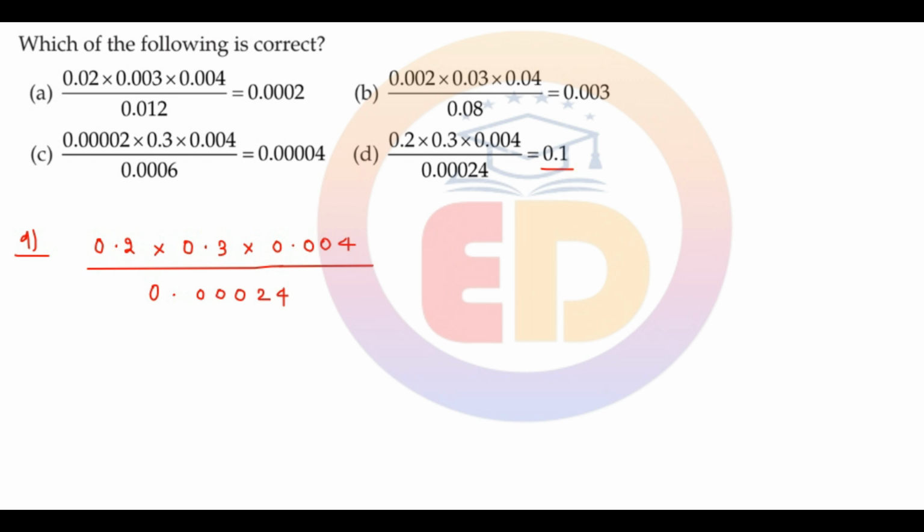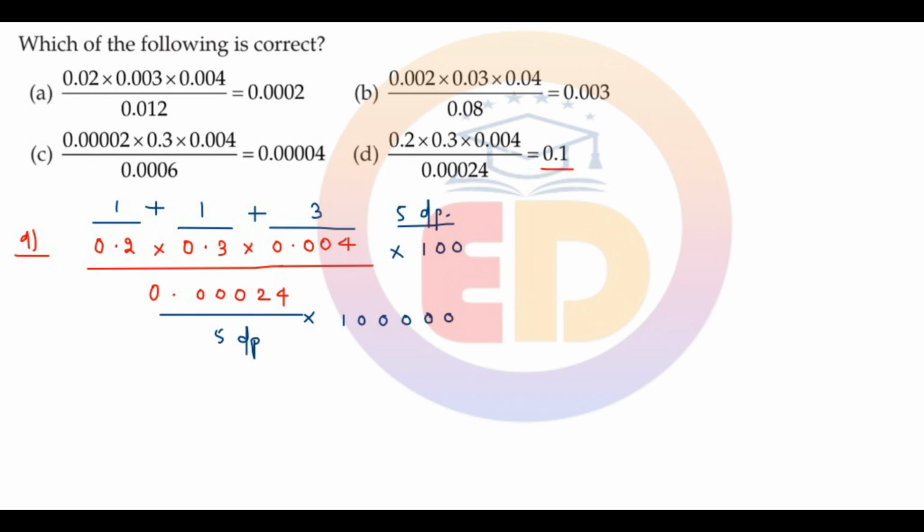So first of all, count the decimal places of the numerator. Here it is 1 decimal place, here it is 1 decimal place, here it is 3 decimal places. So it will give me a total of 1 plus 1, 2, 2 plus 3, 5 decimal places. And to remove these 5 decimal places, I have to multiply the denominator by 1 followed by 5 zeros. The denominator also has 5 decimal places, and if I want to remove the 5 decimal places, I have to multiply the numerator by 1 followed by 5 zeros.